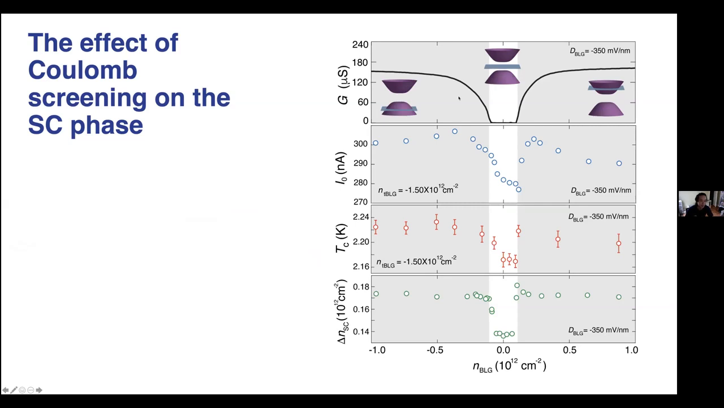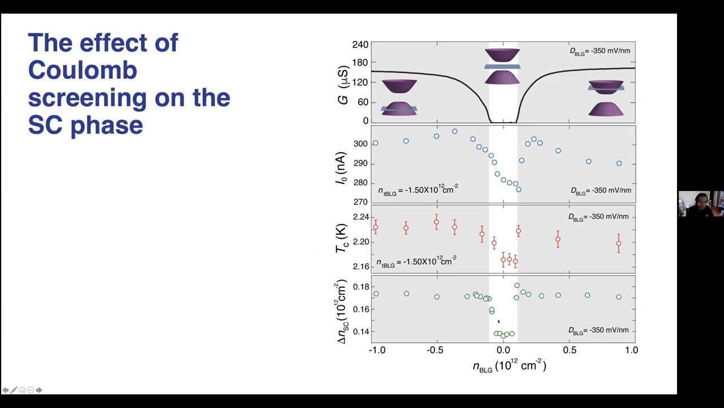And here I show the three different parameters, critical current, TC, and the size of the superconducting dome or the superconducting pocket, as a function of charge carrier density in bilayer graphene. You can see that when bilayer graphene is metallic, or when Coulomb screening is stronger, superconductivity is more robust compared to when Coulomb screening is minimized by tuning bilayer graphene to be insulating.